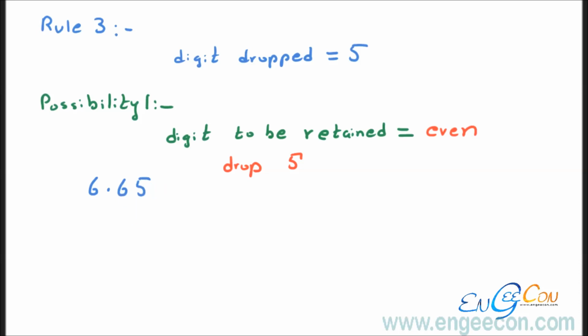For example, if we have 6.65, and we need only two significant figures, then the digit to be retained is even, as 6 is an even number. Then just drop 5, so it can be rounded off as 6.6.